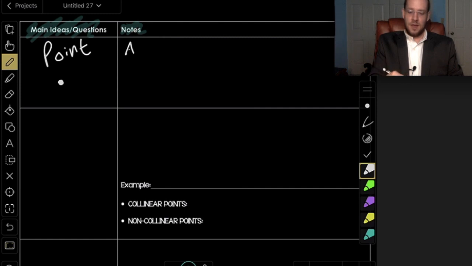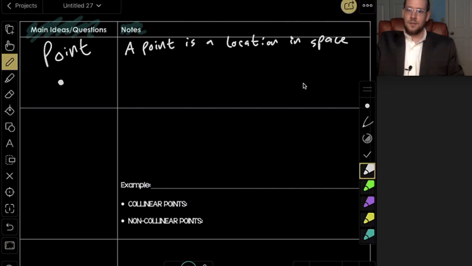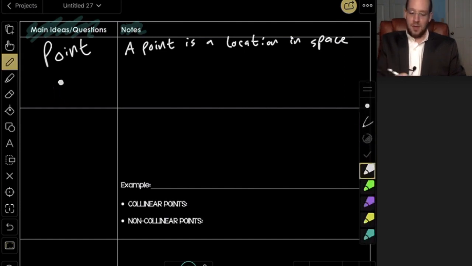So a point is a location in space. It's just something that exists somewhere. You'll notice that here I have this dot, and how we name points is with capital letters. So I'm going to call this point A. Point A. And let's look at a location in space.